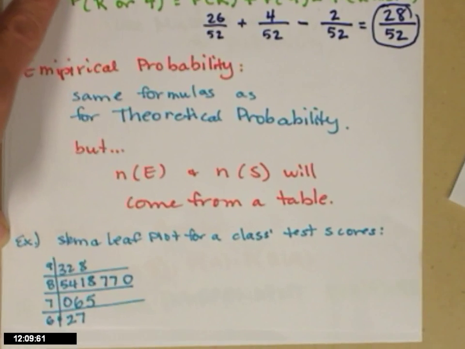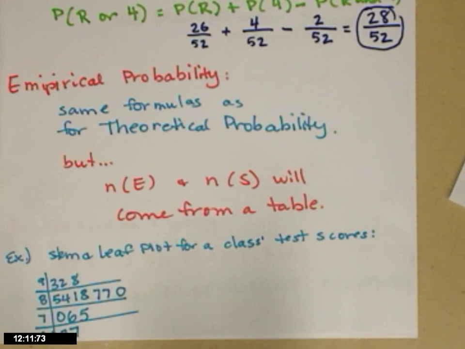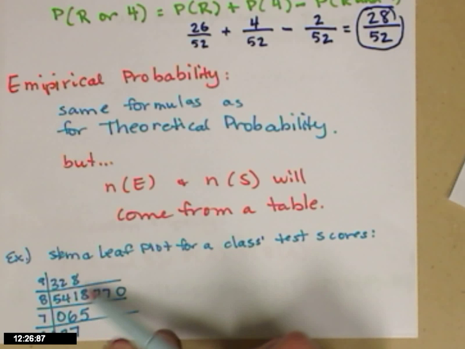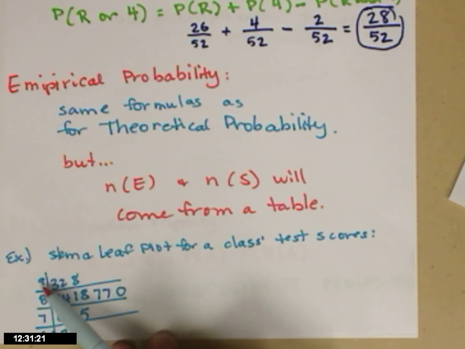So let's say that this is a stem and leaf plot. Oh, so now I get to talk about stem and leaf plots very quickly here. A stem and leaf plot for a class's test scores. These are the stems, and these represent the 90s, 80s, 70s, and 60s. And over here I do the leaves. So you can see from this that one person earned a 93, one person got a 92, a 98, an 84, an 85, a 70, a 62, and so forth.